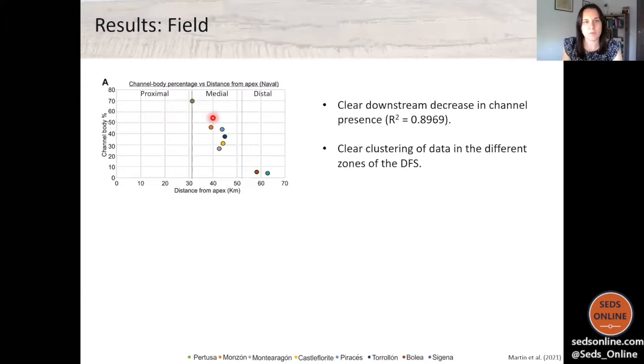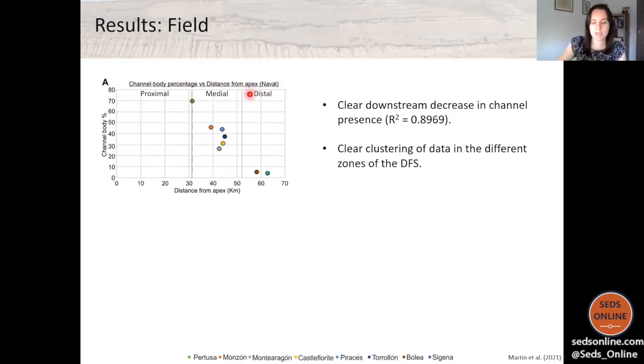This is literally what the net growth is at the outcrops. We can see that there's a really nice clear downstream trend. So R squared 0.89. Can't really argue with that data set. There's a clear clustering of data in the different zones of the DFS. Now, how I've determined whether something's proximal, medial, or distal is based on a whole range of characteristics, but largely the architecture that we can see in these outcrops.